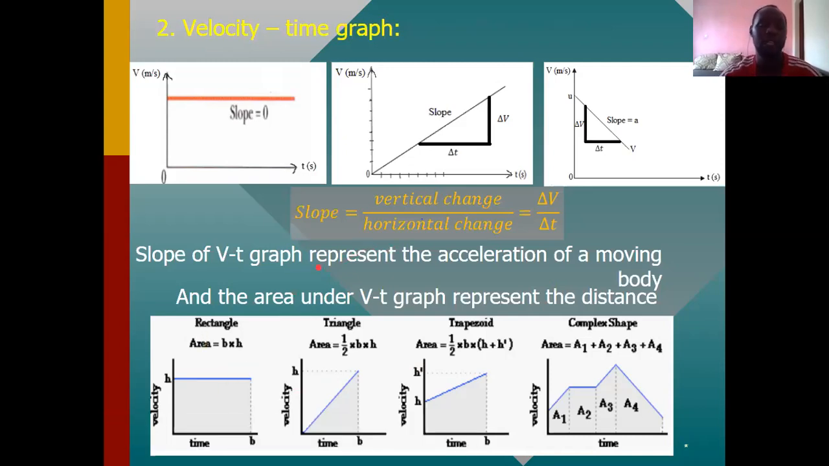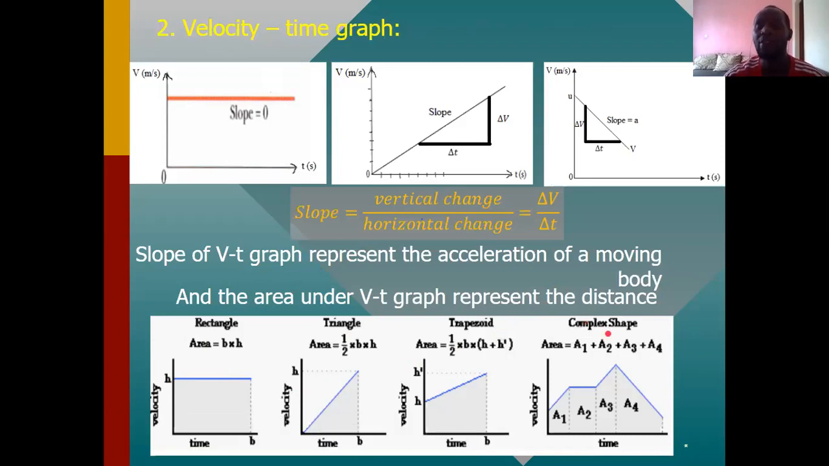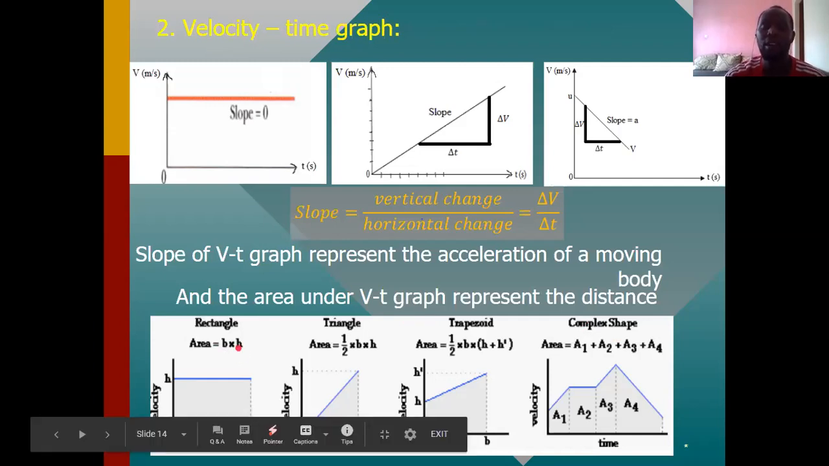The first one, we have a figure which is a rectangle. The second case, we have a triangle. The third case, we have a trapezoid. The last one, we have a mixed complex shape, which has different shapes of figures. When you calculate the area of a rectangle, it is the base multiplied by height. Here, the base is time, and the height is velocity. So velocity times t, you get the distance.